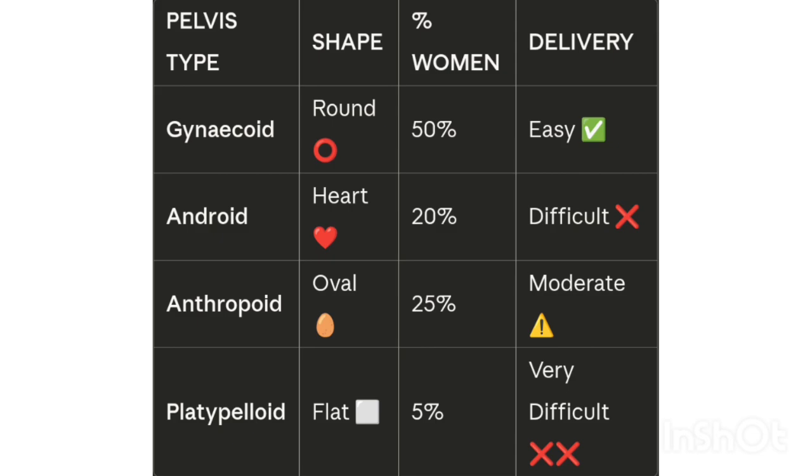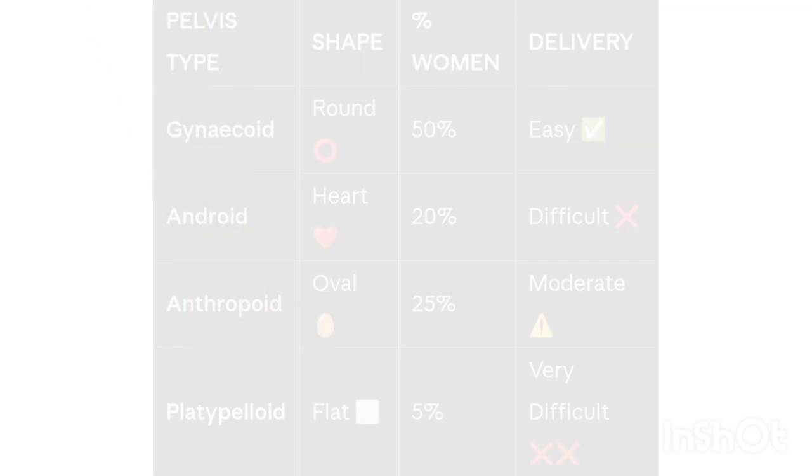So to recap, the commonest type of pelvis is the gynaecoid, the round one, which occurs in 50% of females. The rarest is the platypelloid, because the name platypelloid means flat. Because it's flat in nature, it causes a lot of problems if you want to give birth. It's hard. So that's just a little bit about the different types.